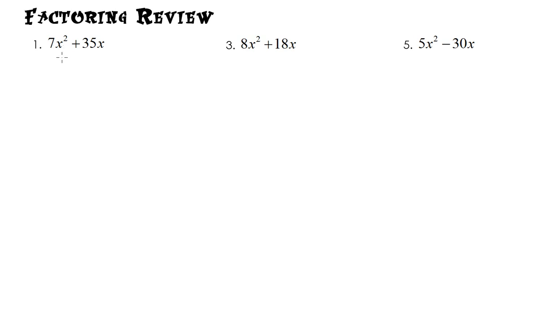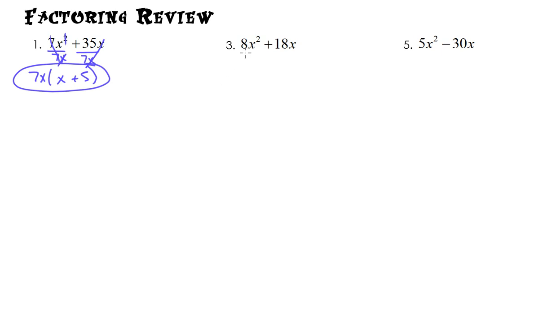Okay, so let's start with number one. Whenever I'm factoring, I always want to see if there's something I can get out of everything first, which in both of these we can get a 7 and an x out of both of those. So when we factor that 7x out, we are left with just an x here, right? Those x's cancel out. 35 divided by 7 is 5, and that is all we can factor out of that one.